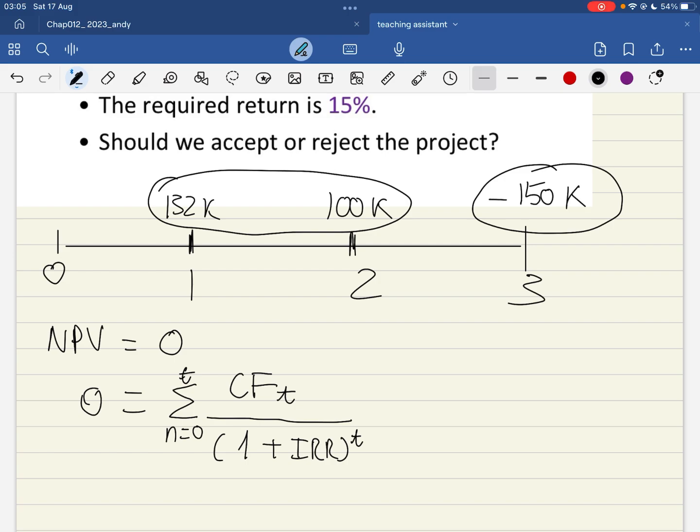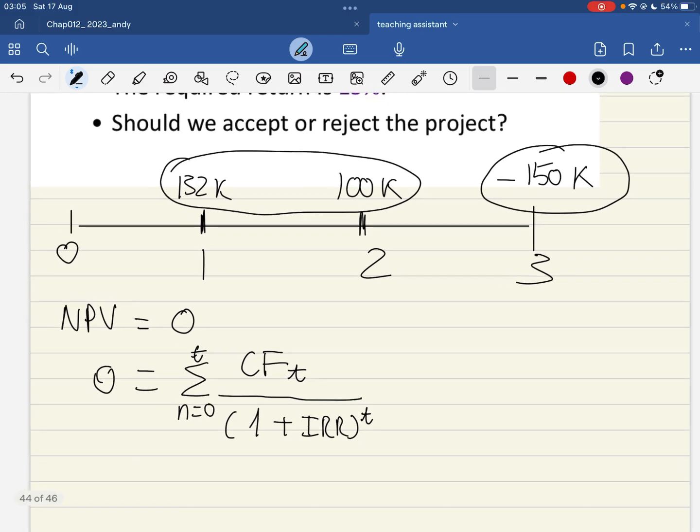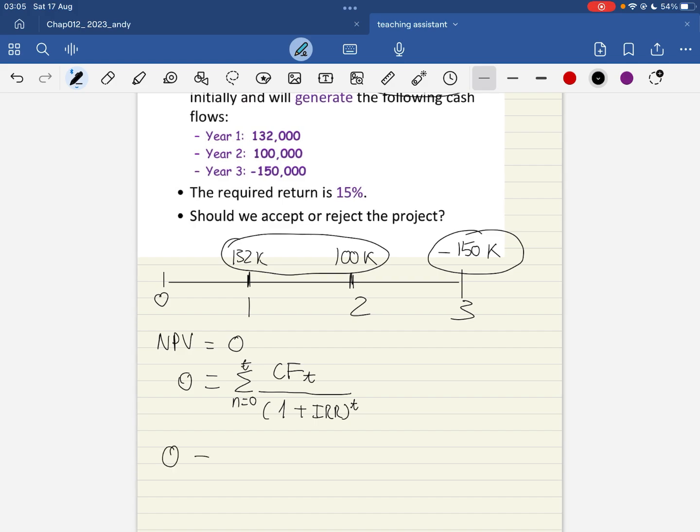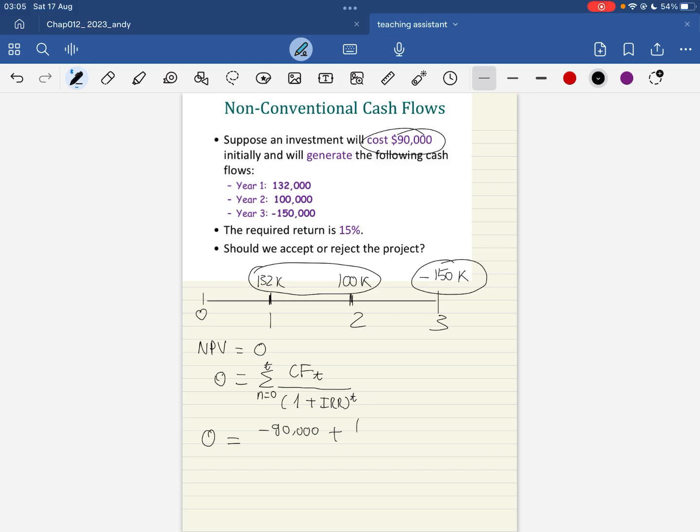Applying the formula to this exercise, we can see that 0 should be equal to minus 90,000 plus 132,000 divided by 1 plus IRR, plus 100,000 divided by (1 plus IRR) to the power of 2, plus minus 150,000 in year 3 divided by (1 plus IRR) to the power of 3. Let's find out the answer.